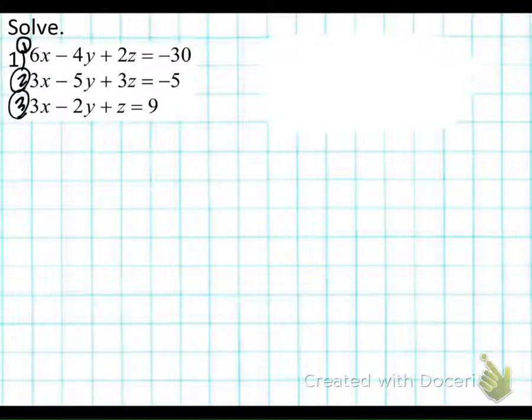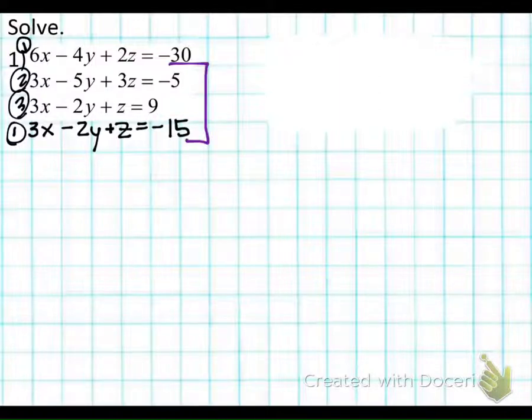Do you guys notice anything about the first equation? Yeah, you can divide it by 2. So why don't we do that? Because then I'll get 3x in that one too, so that would make it easier. Taking that and dividing by 2, I get 3x minus 2y plus z equals negative 15.